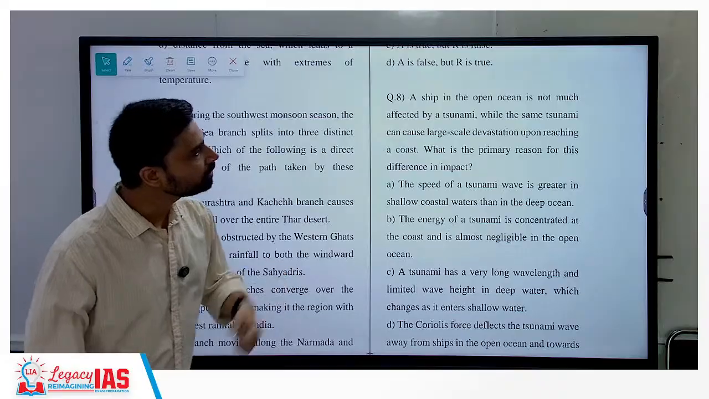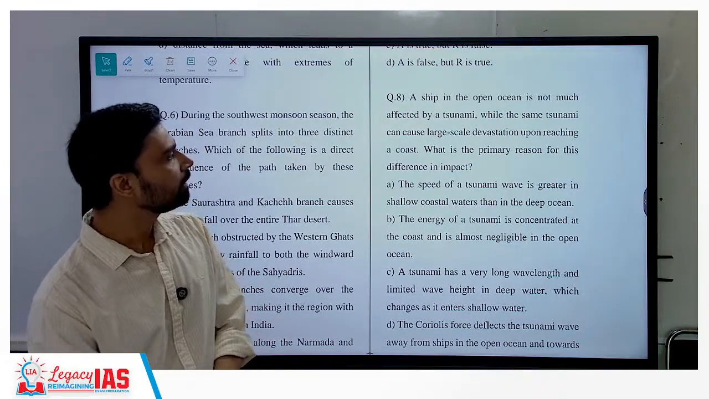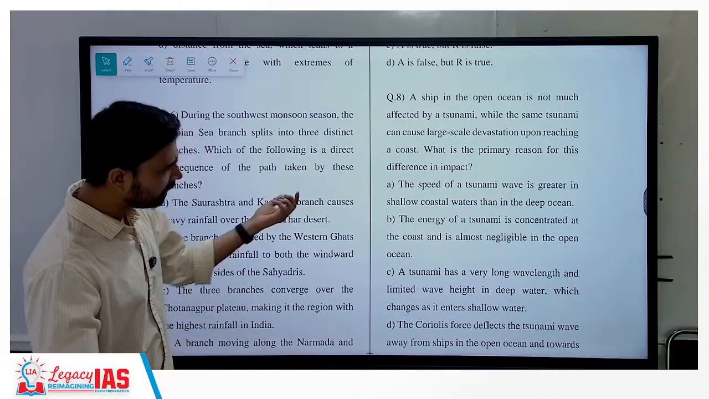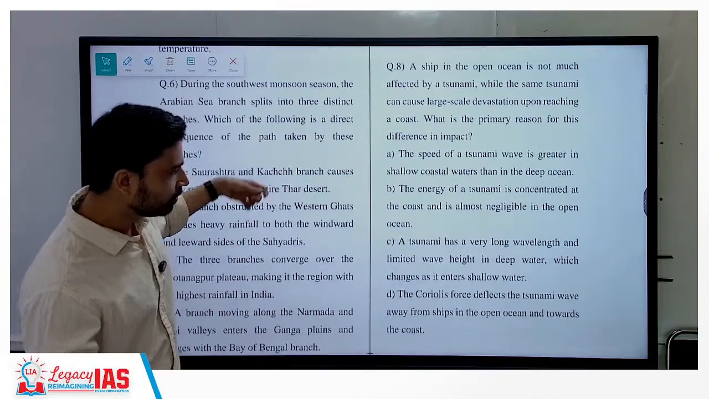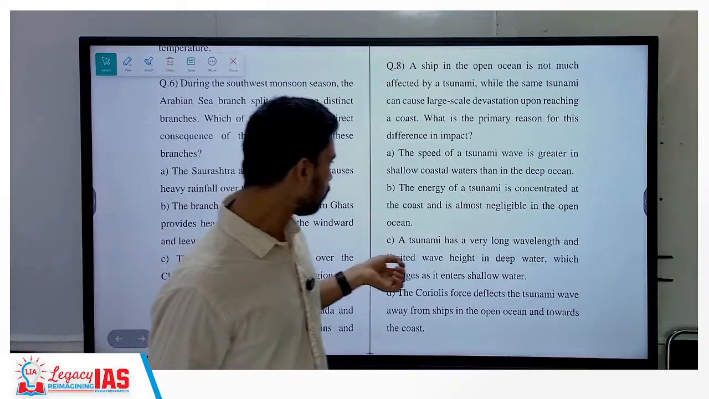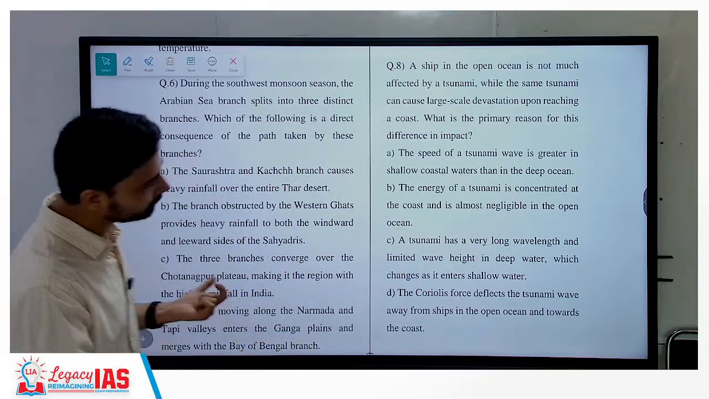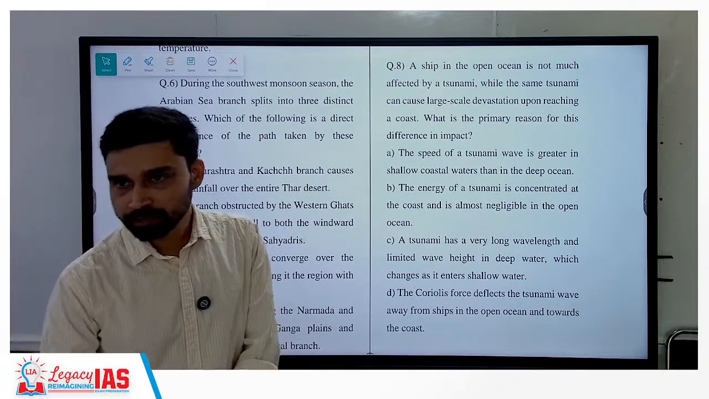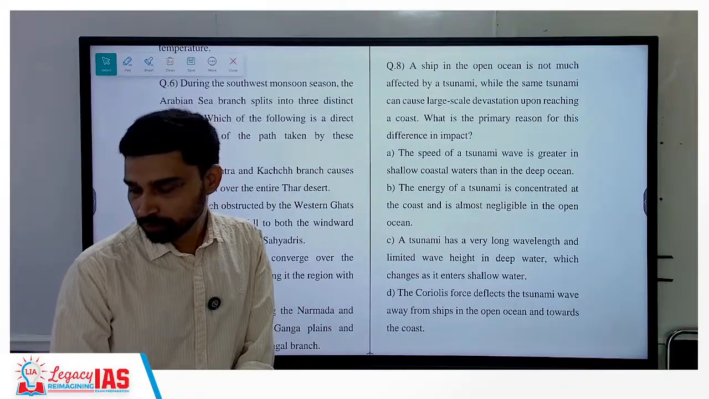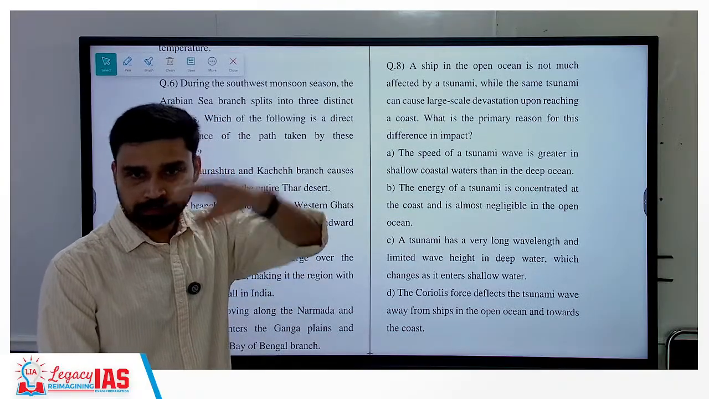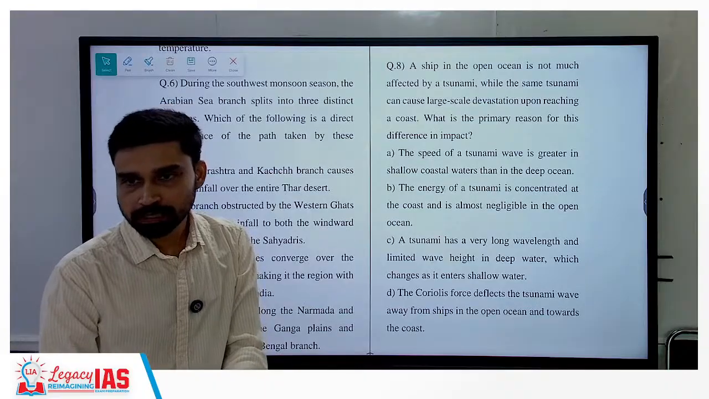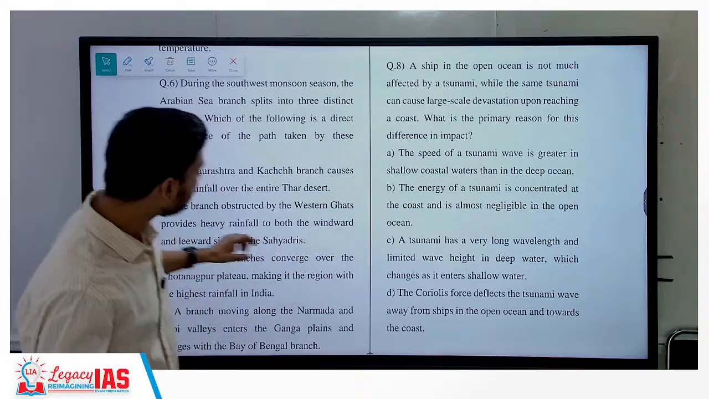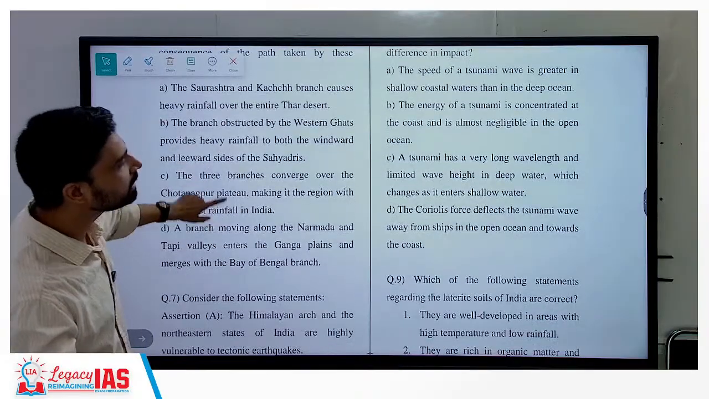Then, a ship in the open ocean is not much affected by a tsunami, while the same tsunami can cause large scale devastation upon reaching a coast. We discussed in class, what is the reason? Because of the long wavelength and limited wave height in deep water, which changes in shallow water. Basically, large waves are generated and reach the coastal area. As I told you in class, if you are in the deep sea you will not actually feel it, because the waves look similar to normal waves generated by wind movement. Near the coastal area, the effect is devastating. So C is the right option.